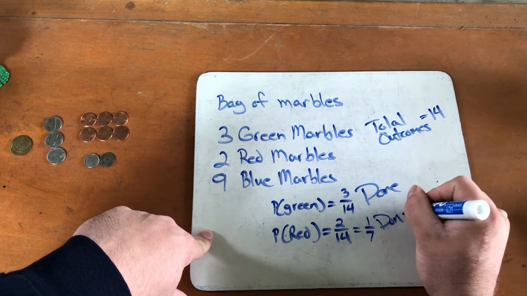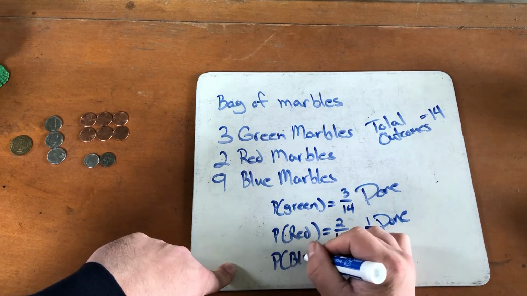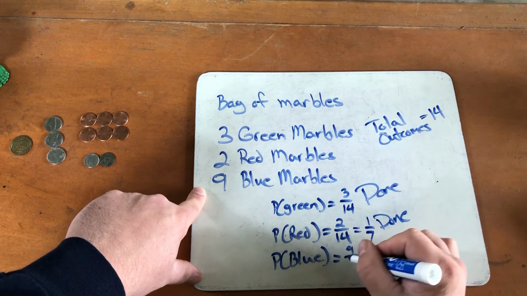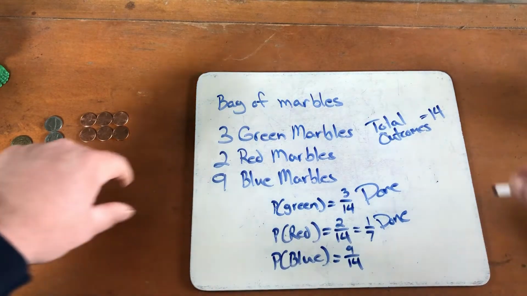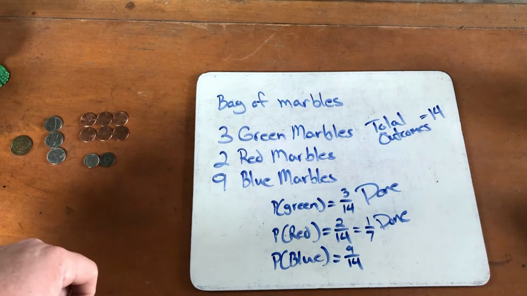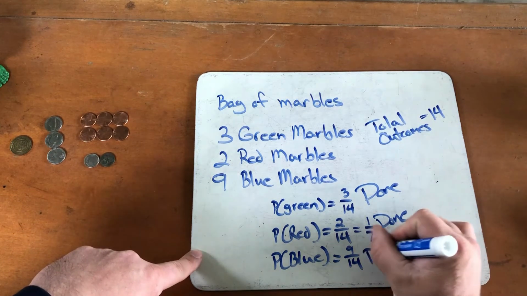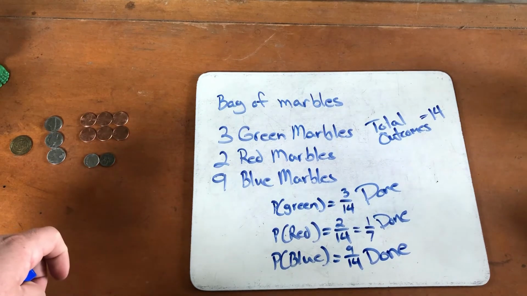Now we are done. And the last one, the probability of choosing a blue marble. There are 9, so 9 out of 14 is my probability. Does this simplify? Is there a common factor of 9 and 14? There is not. So we are finished.